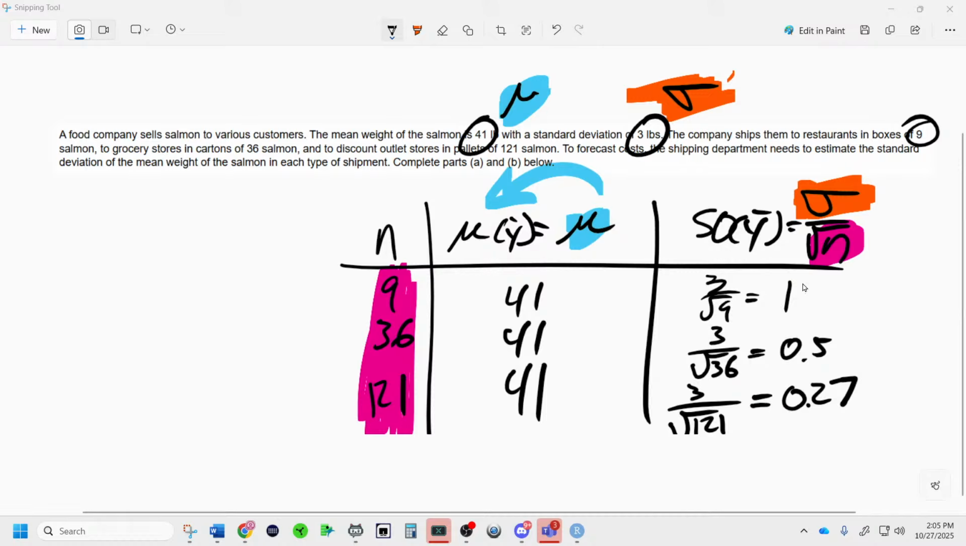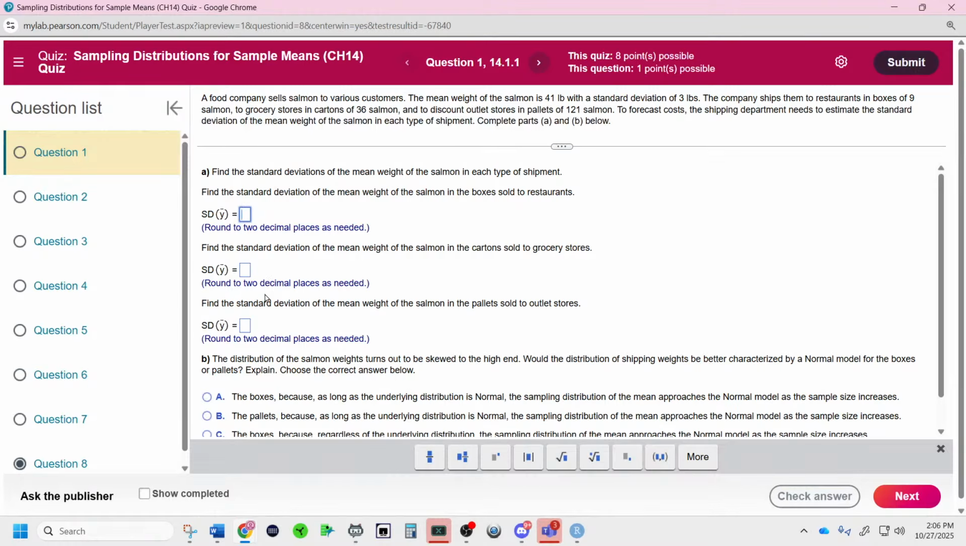There's relationships within numbers, but they're fun. I love numbers. If you notice, the standard deviation is getting smaller because as n gets bigger, standard deviation gets smaller, and the mean stays the same because there is no n in this formula right here. So 1, 0.5, and 0.27, because it asks for two decimals.